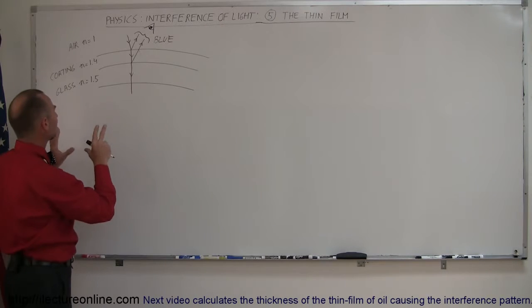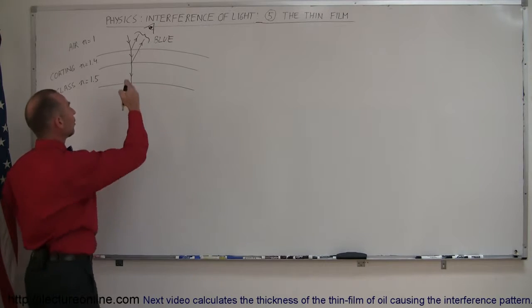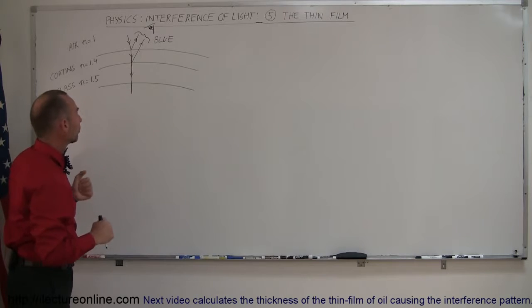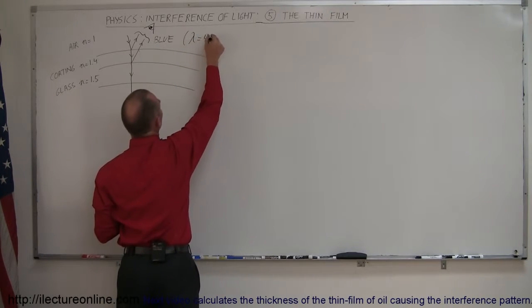So here I'm going to use as an example to show you how a thin film works like that. In this case, we have blue light being reflected and the rest of the light coming through. And let's say that the wavelength of blue light, lambda, is equal to 400 nanometers.